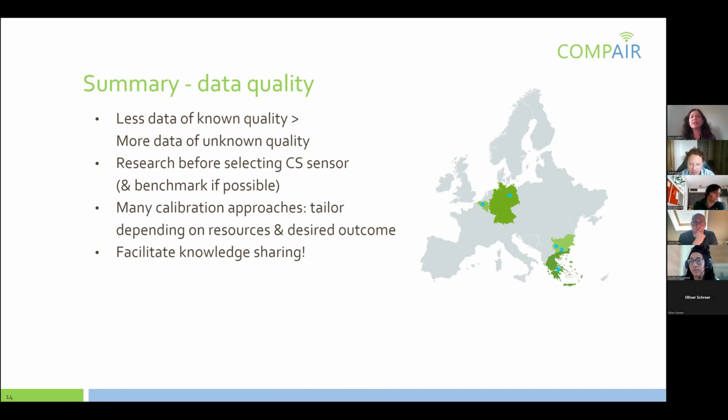And the last point is, knowledge sharing is important. Reaching out to those who have experience dealing with data in citizen science projects usually brings the best results, so that you can learn from their experiences and build on each other's knowledge, so that your participants can contribute meaningfully to your citizen science project.